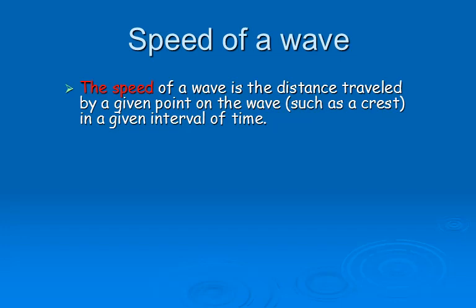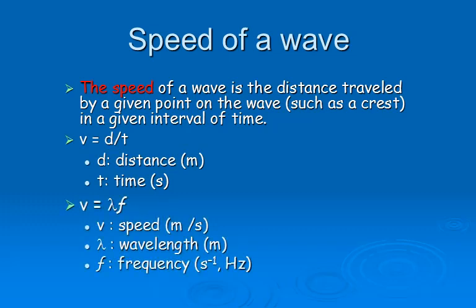The speed of a wave itself is given by distance over time. How far does it cover in a certain period of time? Another way to look at that, and this is new, is we take the wavelength and multiply that by the frequency, and that will give us how fast it's going as well. So we'll look at an example of that.